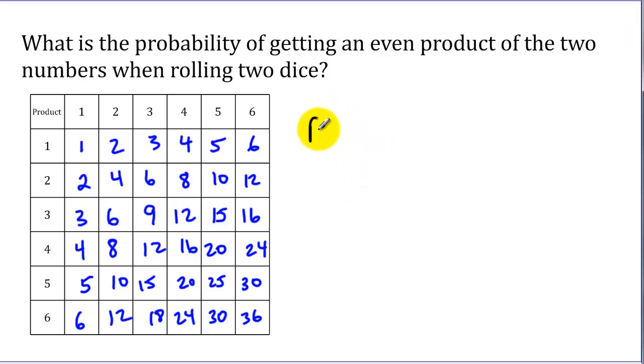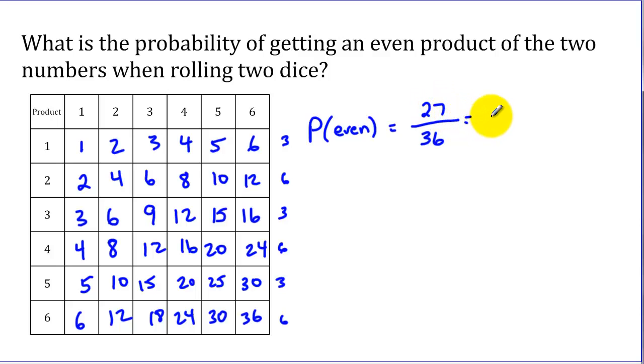We're looking for the probability of even. So there were 36 possible outcomes, and the even ones, we have 3 here on this row. All these are even, that's 6. We have 3 on this row. We have 6. We have 3 on this row, and we have 6. So we've got 9, 9, and 9 are 27. Both those numbers are divisible by 9, so we have 3/4 or 75%.